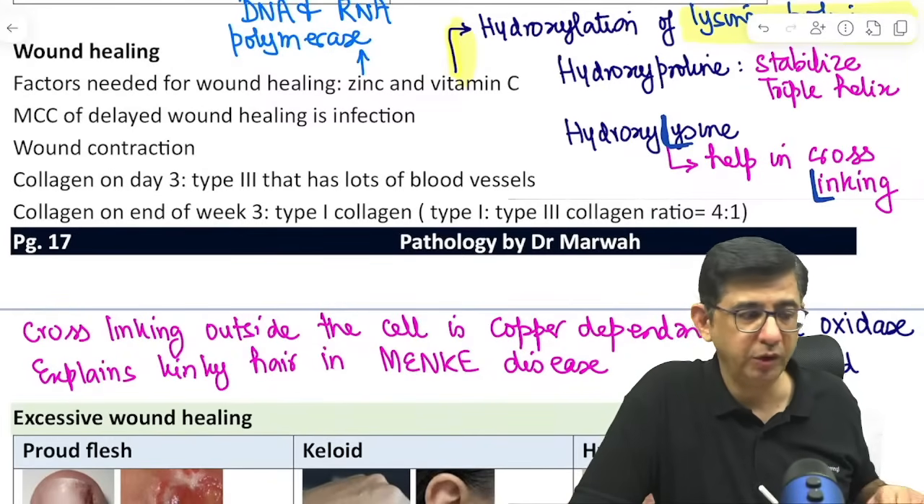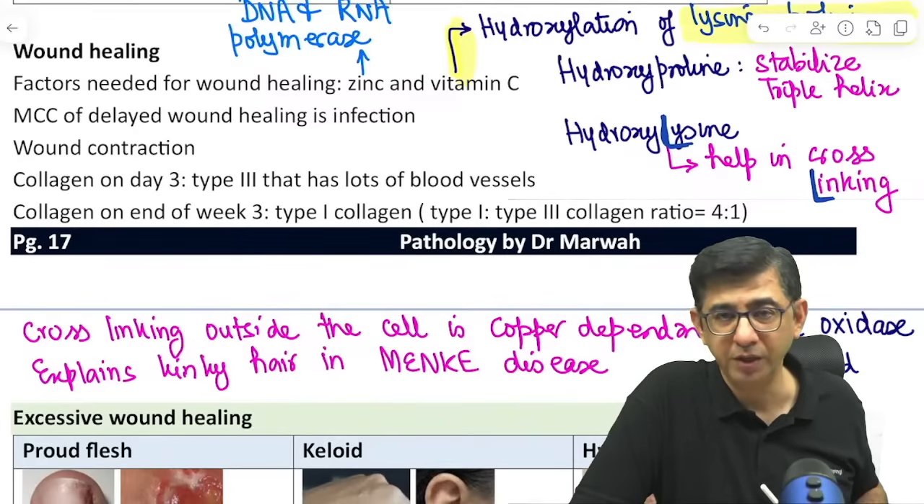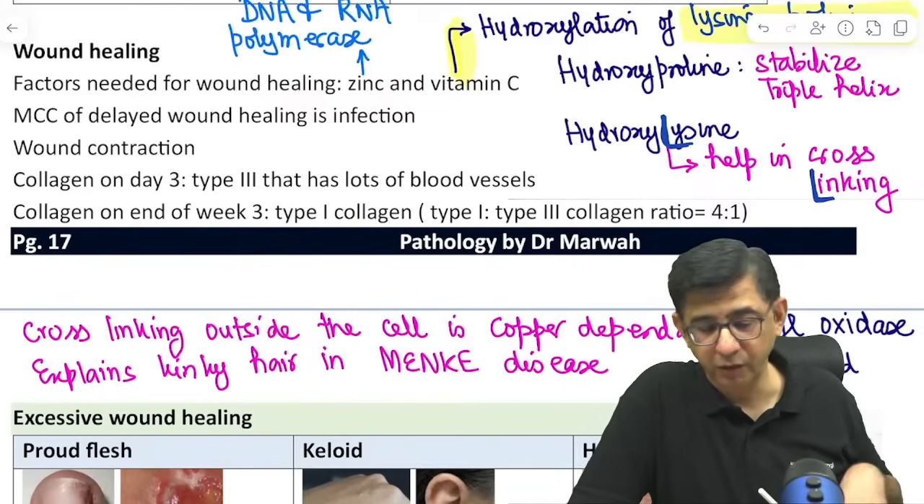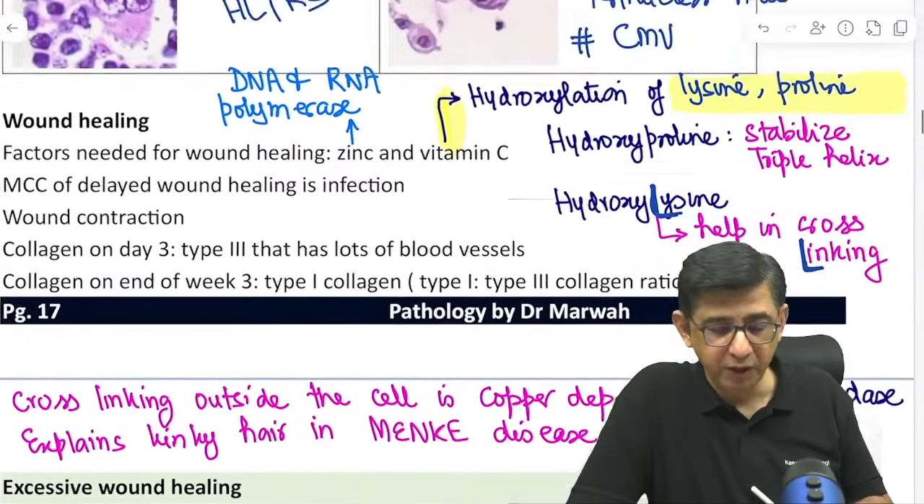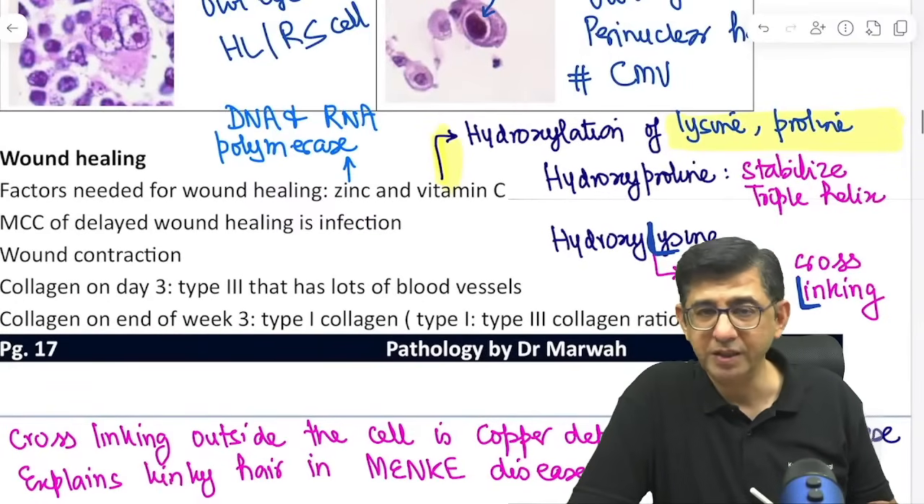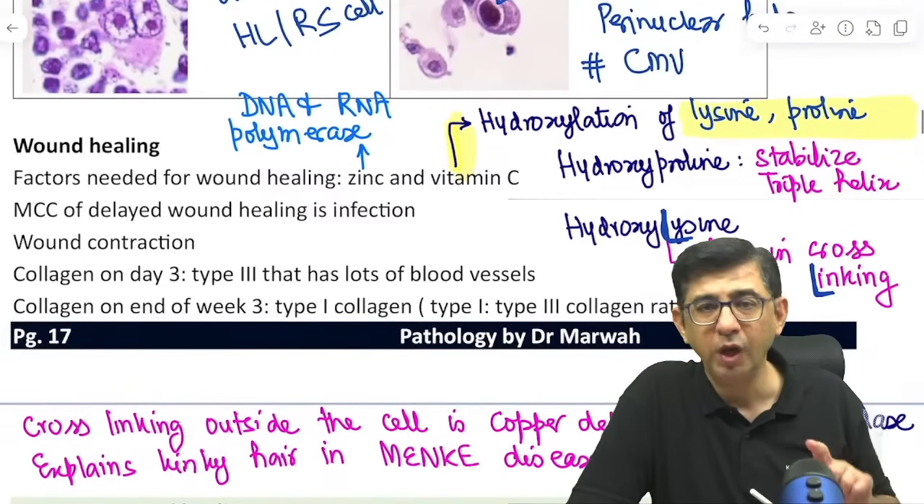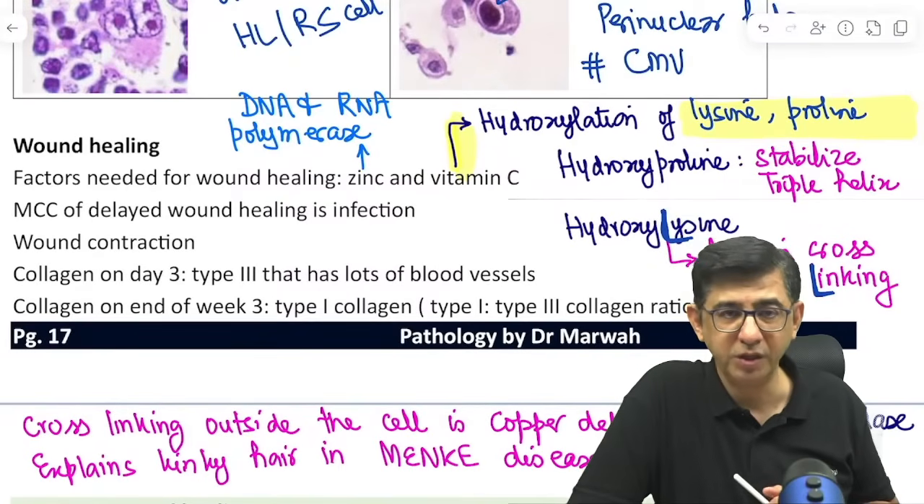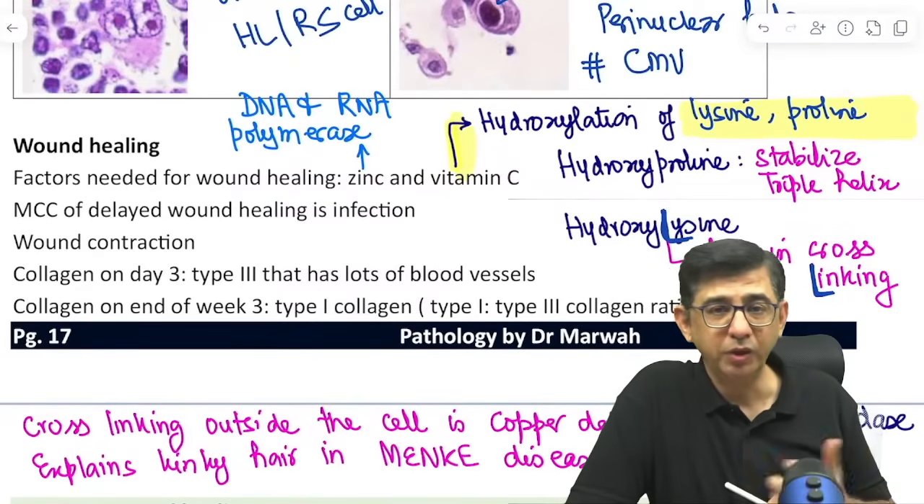If hydroxyproline is not there, the triple helix of collagen is not stabilized, and then for cross linking it is hydroxylysine that is required. So the single best answer: what is the function of vitamin C? Hydroxylation of lysine and proline. What does hydroxylysine do and what does hydroxyproline do? That I have tried to explain by the alphabet L, the cross linking part. Why is zinc needed for the healing process?